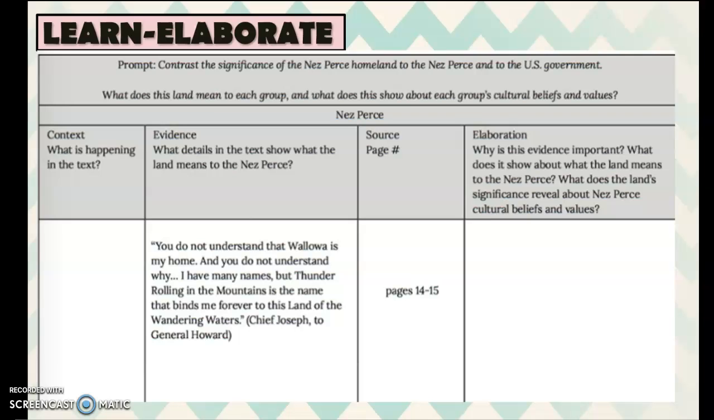So this handout already gives you the text evidence. We have to fill in the other sections. So the evidence is here. It's found on page 14 and page 15. So I want you to open up the text and find page 14 and page 15. Now you should see that this piece of text evidence comes right at the top of page 14.